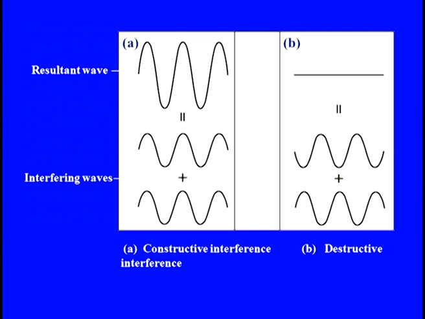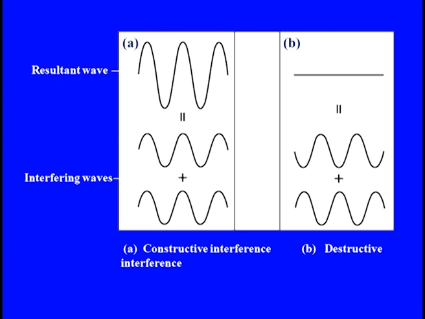If two identical waves arrive in phase at the same point in space, that is, they line up crest to crest and trough to trough, then the amplitude of the resultant wave would be twice the amplitude of the component waves, as shown in the left panel of this figure. This is the condition for constructive interference.